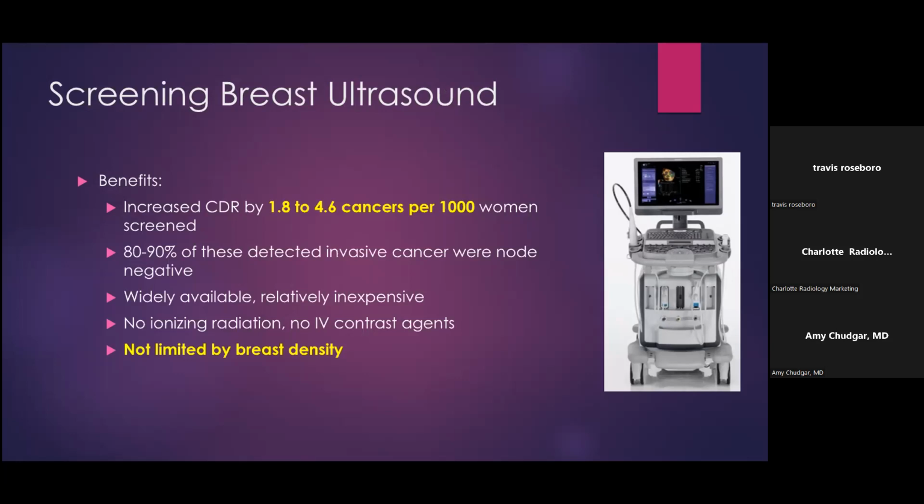The screening breast ultrasound has been shown to have an increased cancer detection rate of 1.8 to 4.6 cancers per 1,000 women who are screened. And when these have been found, they are, again, being found early, so they're node negative, so there's no involvement of the lymph nodes. Some of the benefits of screening ultrasound is that ultrasound is widely available. It is relatively inexpensive compared to other imaging modalities. With ultrasound, there's no radiation, there's no IV contrast agents needed, and it is not limited by breast density.